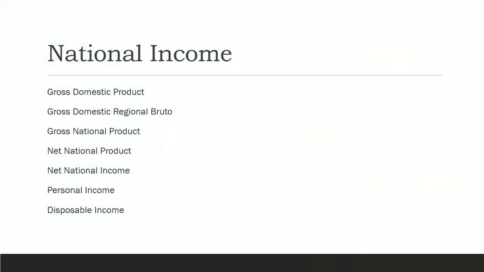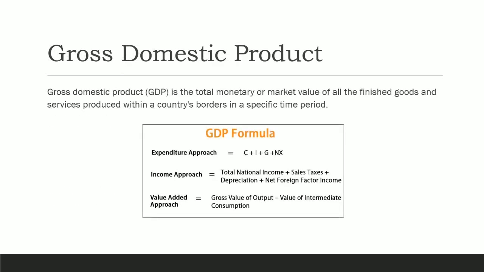National income consists of gross domestic product, gross domestic regional bruto, gross national product, net national product, net national income, personal income, and disposable income. Gross domestic product or GDP is the total monetary or market value of all the finished goods and services produced within a country's borders in a specific time period.